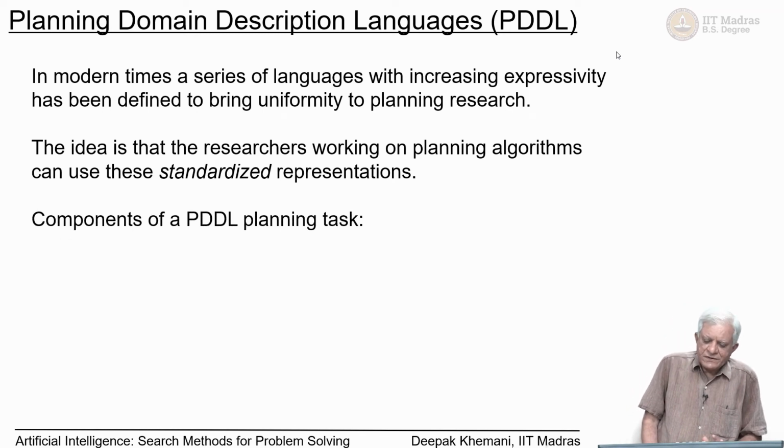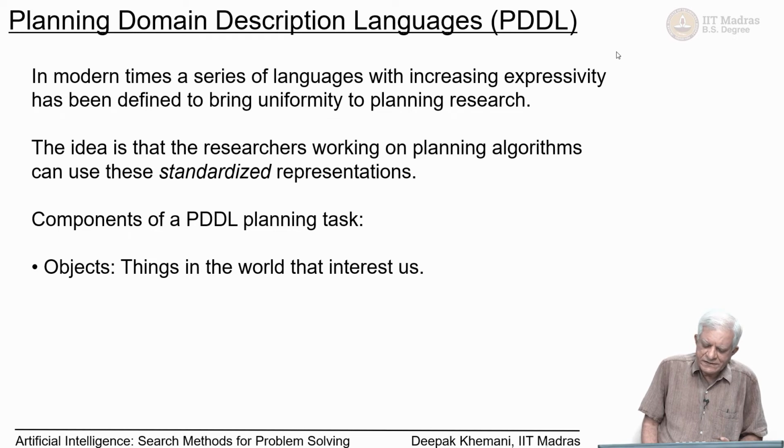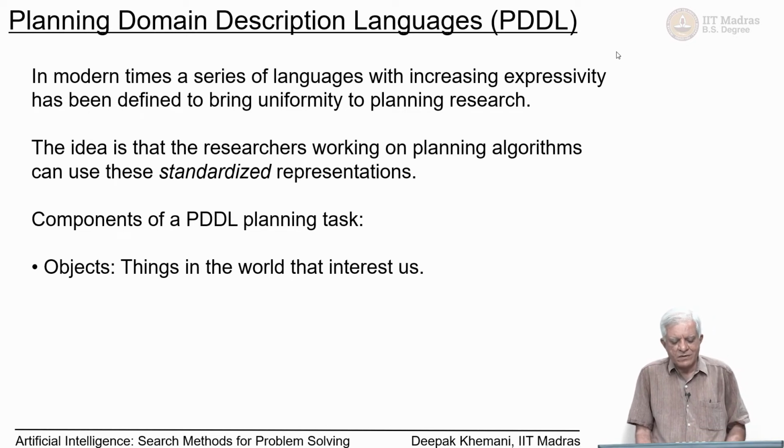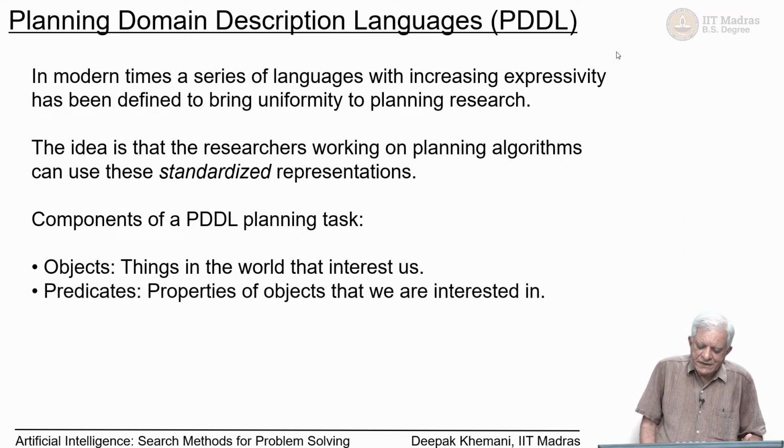So, components of a planning task as expressed in PDDL: the things in the world that interest us, these are the objects essentially. So, for example, there is a block called A and a block called B, and whatever is the domain you are talking about, there is a set of objects in the domain. Then there are properties of objects that we are interested in essentially. So, for example, block A is on the table and things like that.